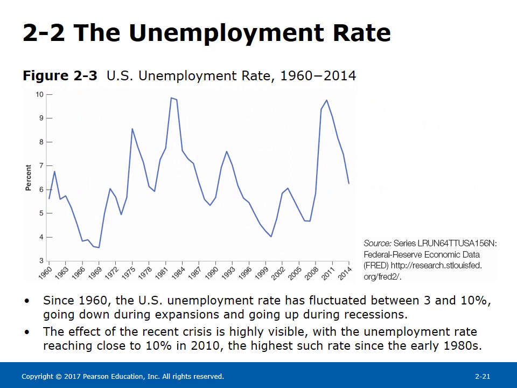U.S. unemployment rate from 1960 to 2014 is shown in Figure 2-3. Since 1960, the U.S. unemployment rate has fluctuated between 3 and 10%, going down during expansions and going up during recessions. The effect of the recent crisis is highly visible, with the unemployment rate reaching close to 10% in 2010, the highest such rate since the early 1980s.